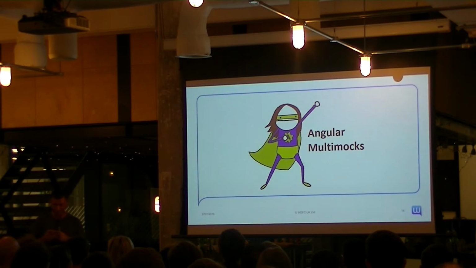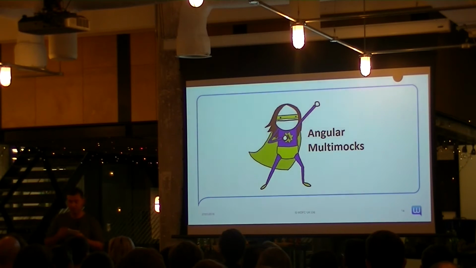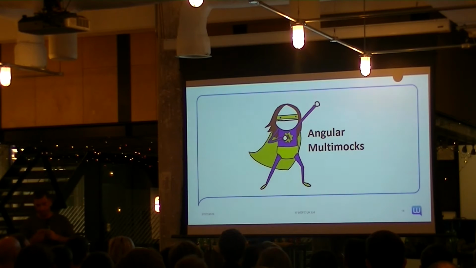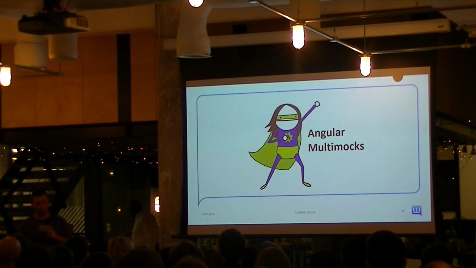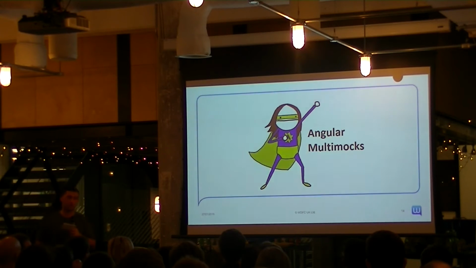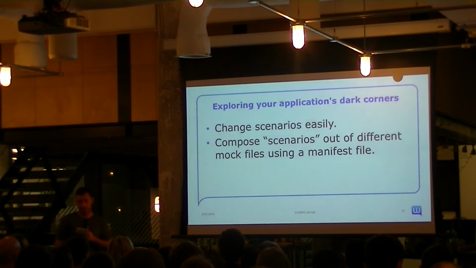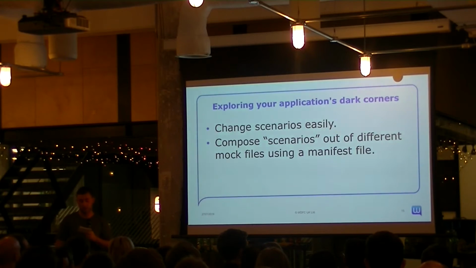This is our superhero. Angular Multimocks helps you organize your mocks to make them easy to read and maintain. It allows you to create mocks from JSON files. It allows you to create multiple scenarios which you can switch between on the fly. It allows you to add delays to API calls so you can test asynchronous interactions in your app. It allows you to compose mocks that inherit from other mocks so you don't repeat a lot of code. So once again, you can change scenarios easily, you can compose scenarios out of different mocks.